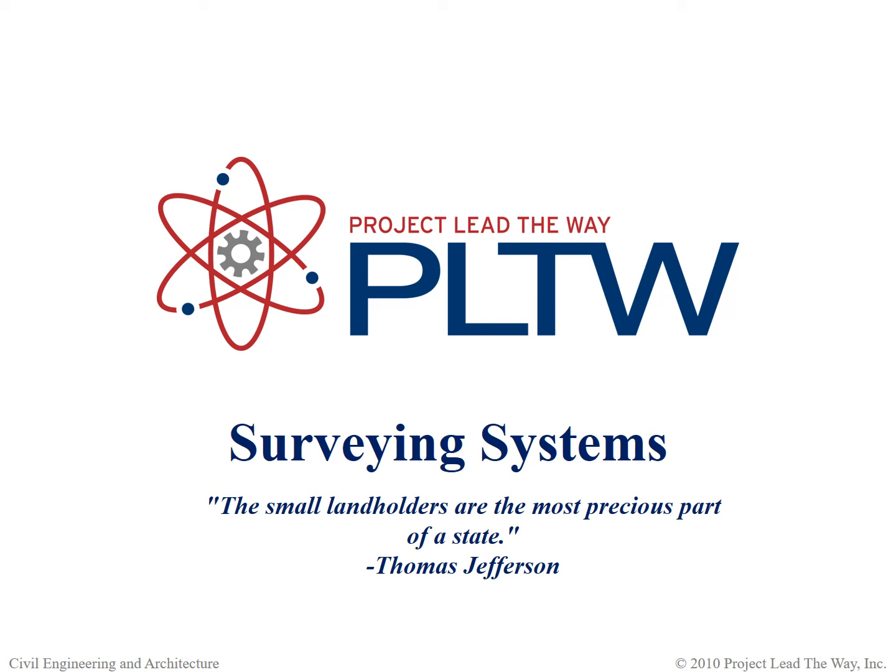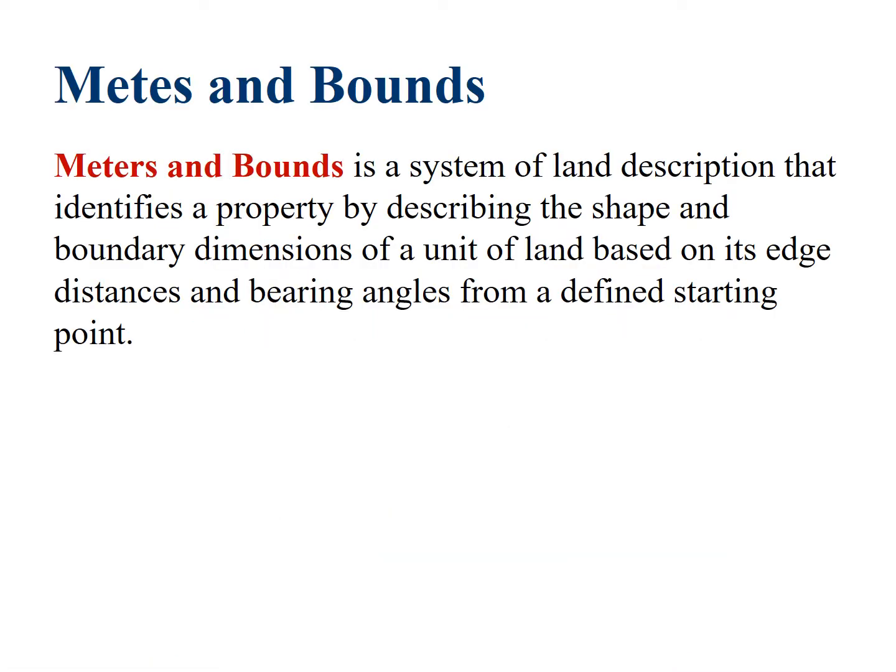In this presentation, I want to talk to you about surveying systems. Metes and bounds is a system of land description that identifies a property by describing the shape and boundary dimensions of a unit of land based on its edge distances and bearing angles from a defined starting point.